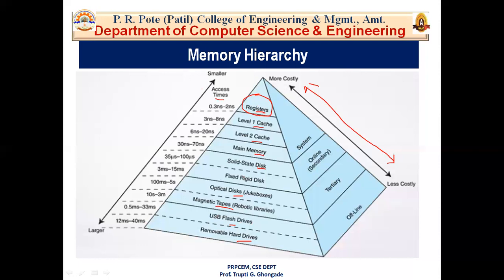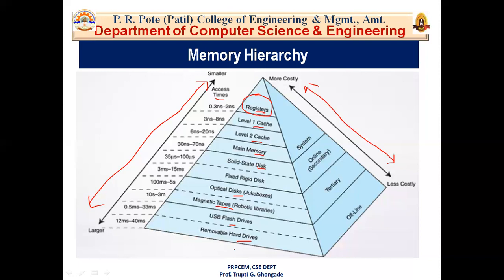So when the characteristic is access time, or when we measure the memory devices according to their access time, the access time increases from top to bottom. When we access a word from a register, the time required is smaller than for magnetic tape. That means the access time of registers is much lower than that of removable hard drives. But registers are much costlier than hard drives. So access time and cost are inversely proportional.